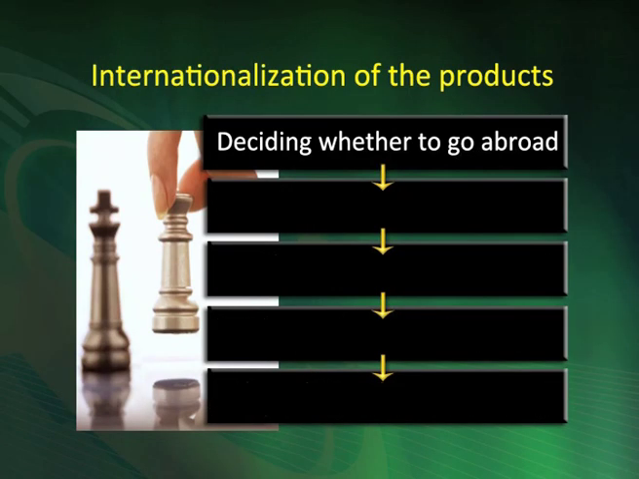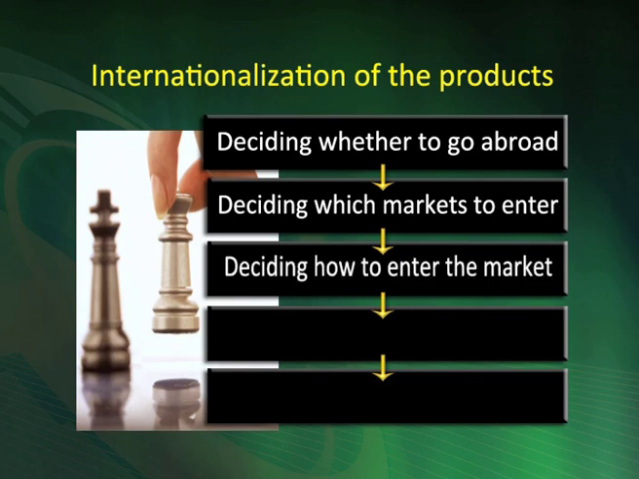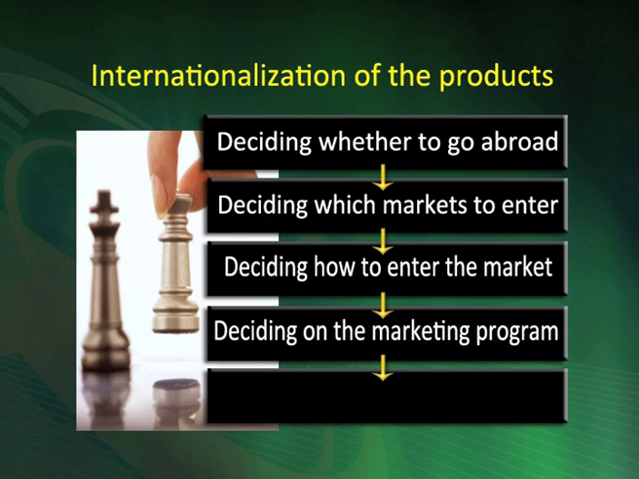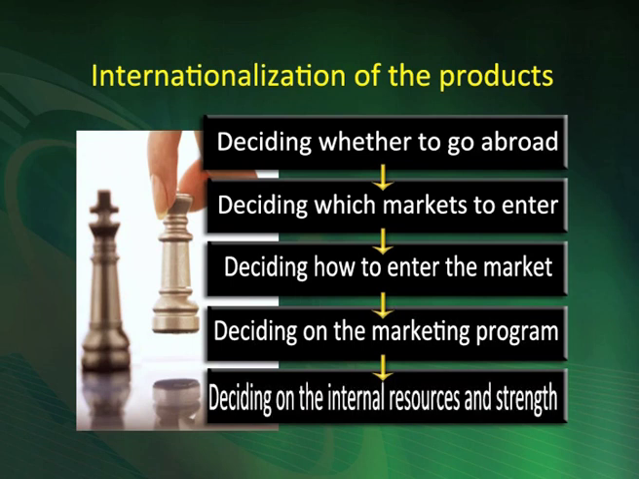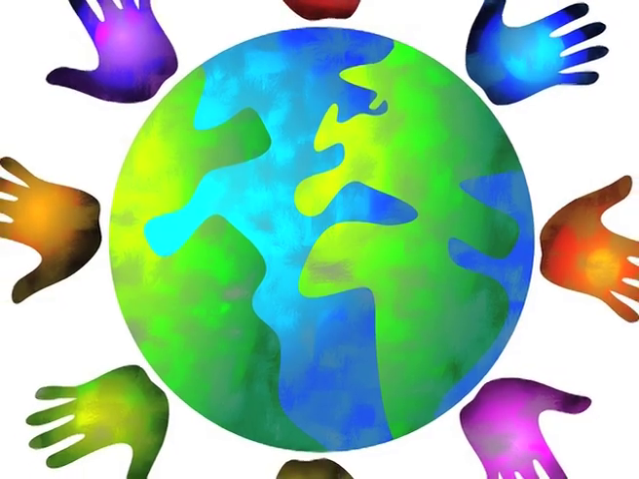Now, you have to decide whether you have to go abroad or you have to work in the national borders. Deciding which markets to enter is important. After that, you have to decide how to enter the international market in terms of the programs you build up for the exchange of goods and services in the international markets. For this, basically the company has to decide on the internal resources and the kinds of strength the company has.